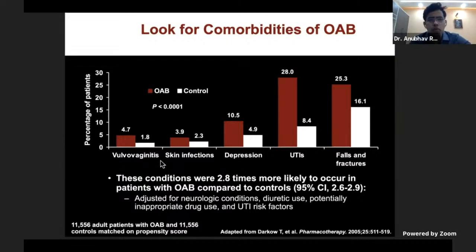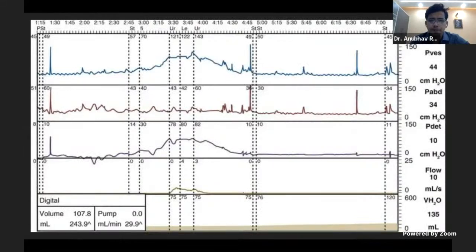So you need to rule out vulvovaginitis, skin infection, depression, urinary tract infections, and patients with a history of falls and fractures. In this subset of patients, you need to be alert that they are more prone to getting symptoms of overactive bladder. This is a chart of a urodynamic study.